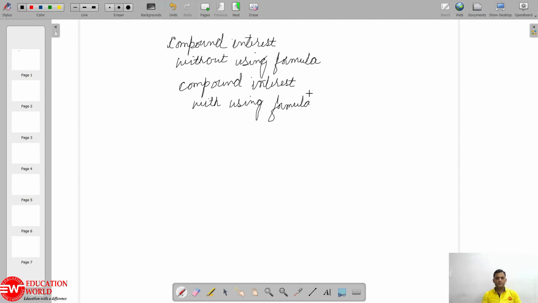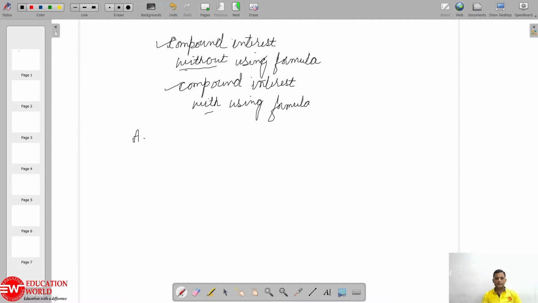Now there may be a confusion among the students about which method to use in the examination, without the formula or with. Please listen to my words. If it is not prescribed in the question whether to do with or without the formula, then you can adopt any method. But if they specify that you have to use the formula, then only use the formula. Okay, so let us start. So it is with using the formula.